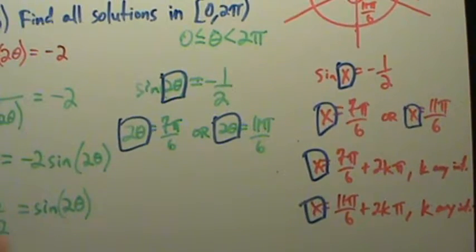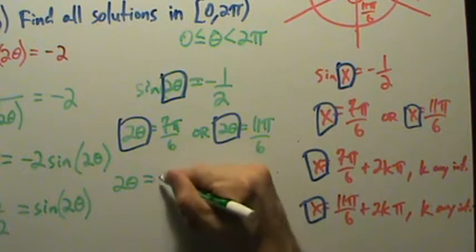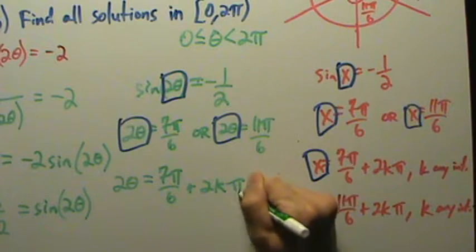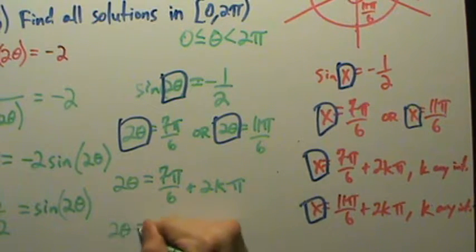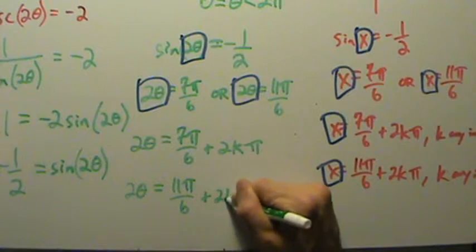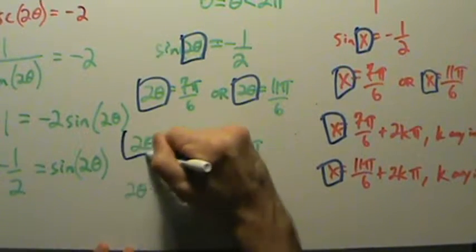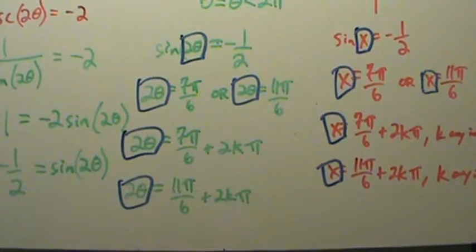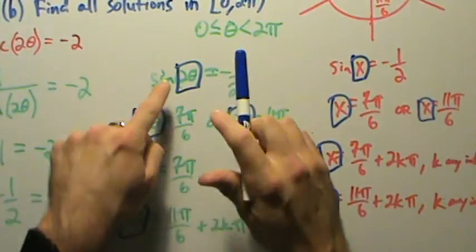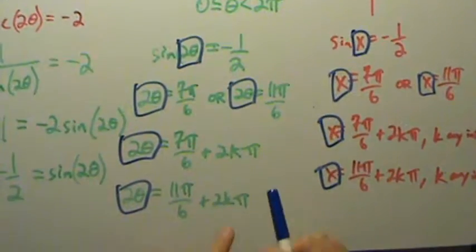Now over here, the 2 theta was inside of the sine. So 2 theta is what we add the 2k pi to. So 2 theta equals 7 pi over 6 plus 2k pi, okay, or 2 theta equals 11 pi over 6 plus 2k pi. Okay, so again, the 2 theta is what's inside of the sine function here. So whatever's inside of the sine, take that entire expression inside of the sine function, in this case just 2 theta, and then we add 2k pi to that. Okay, that's how we do it.